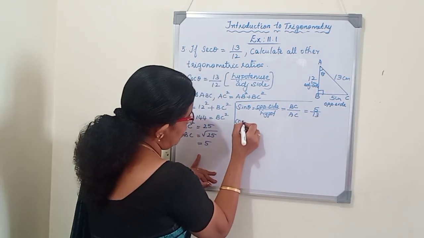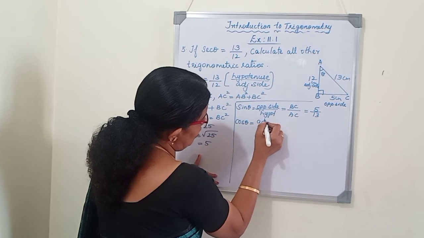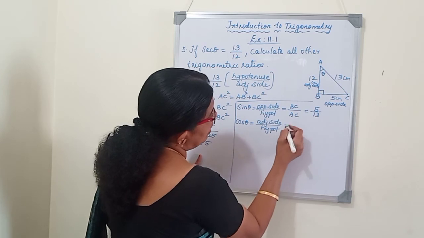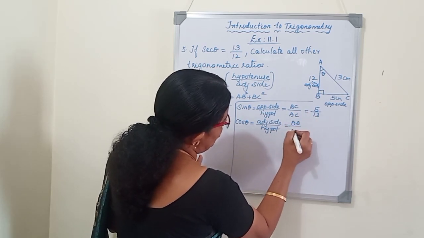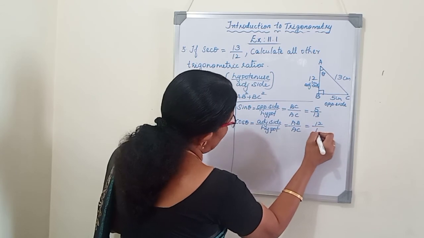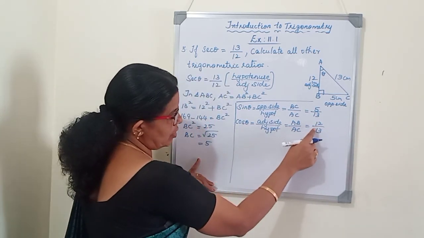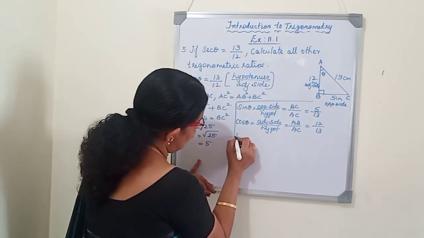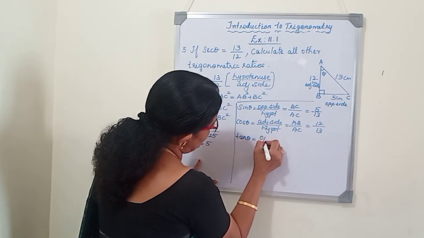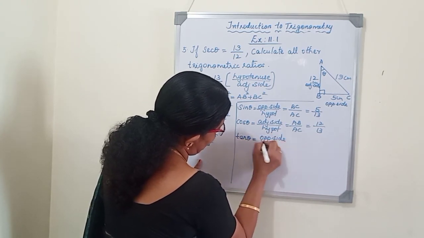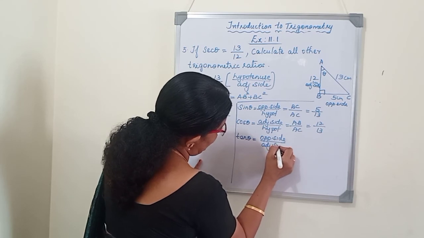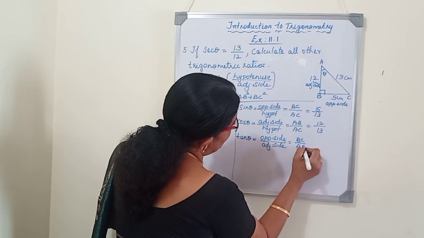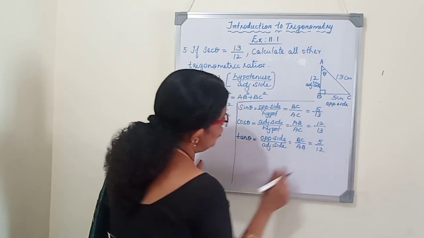Next cos theta. Cos theta is adjacent side by hypotenuse. Adjacent side is AB by AC equals 12 by 13. Now you see cos theta is 12 by 13. The reciprocal of cos theta is sec, that is why it is 13 by 12. Next is tan theta, opposite side by adjacent side. The opposite side is BC, adjacent side is AB. So the ratio is 5 by 12.